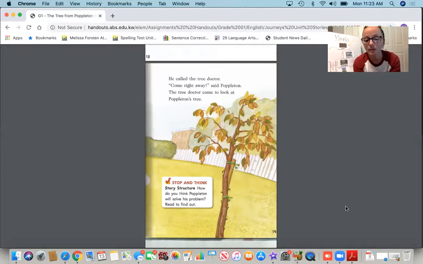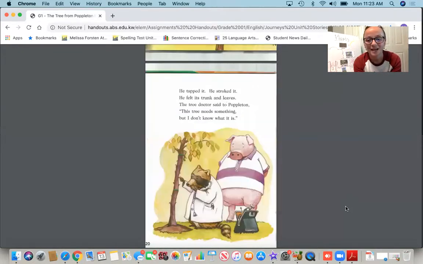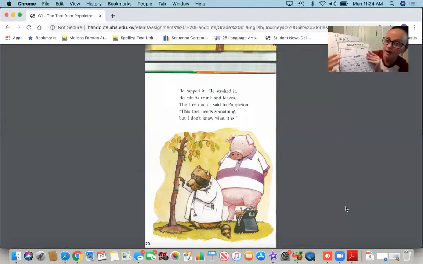So how do you think Poppleton will solve his problem? What do you think? He tapped it. He stroked it. He felt its leaves and he felt its trunk. The tree doctor said to Poppleton, "This tree needs something, but I don't know what it is." So now in your characters, you can write the tree doctor.